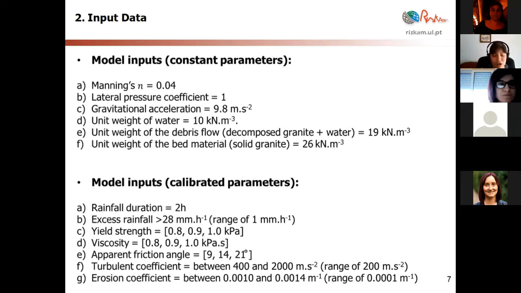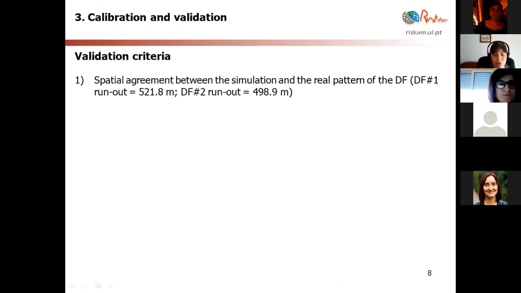The range of values selected to represent the cohesion, the viscosity, the turbulent coefficient, the apparent friction angle, and also the erosion coefficient were estimated by back analysis. So a total of 150 models were computed for each debris flow.